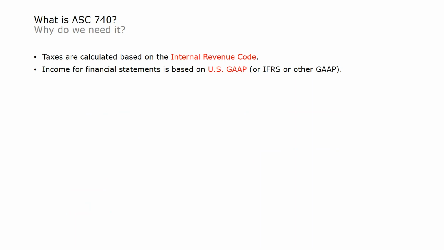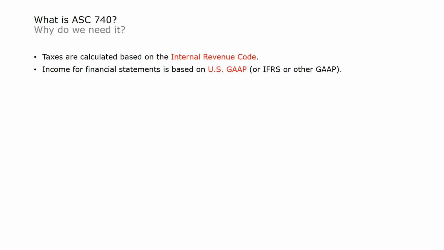Okay, so the age-old question: why do we need ASC 740? Why does it exist? Well, ASC 740 comes about because there are differences between what we're doing for US GAAP and what we're doing for tax purposes on our tax return.